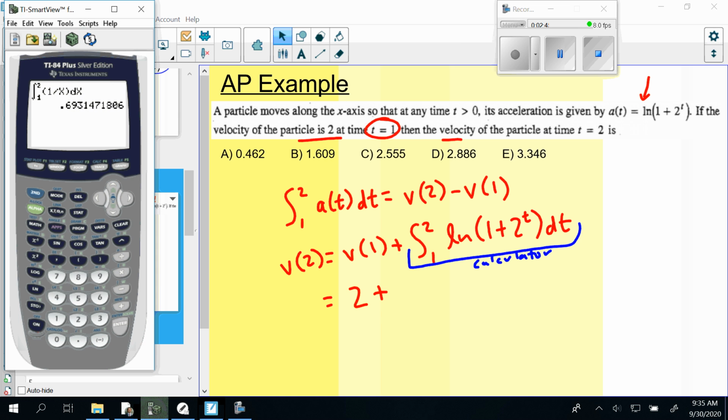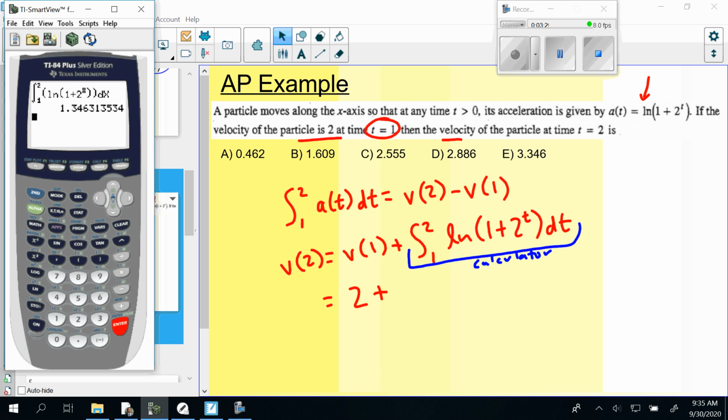So on the calculator, we'll use our integral function here by selecting math. Select our integral, definite integral. We're going from 1 up to 2. Type in this natural log function. And then make sure you get your last variable in this part. Don't forget to close the parentheses here. And now hit enter, and it should give us the change.